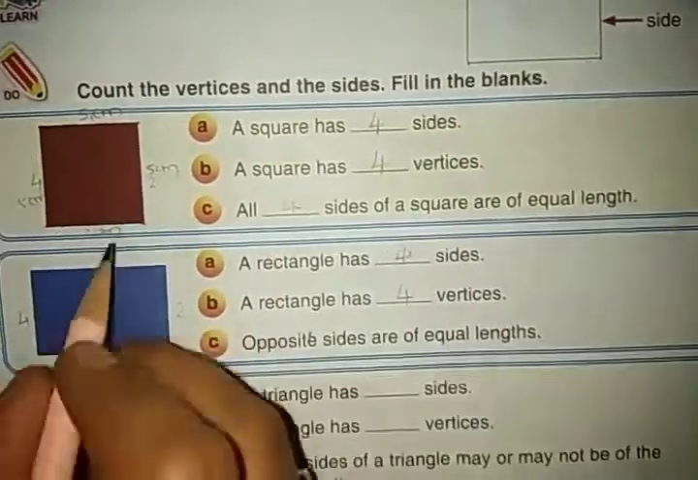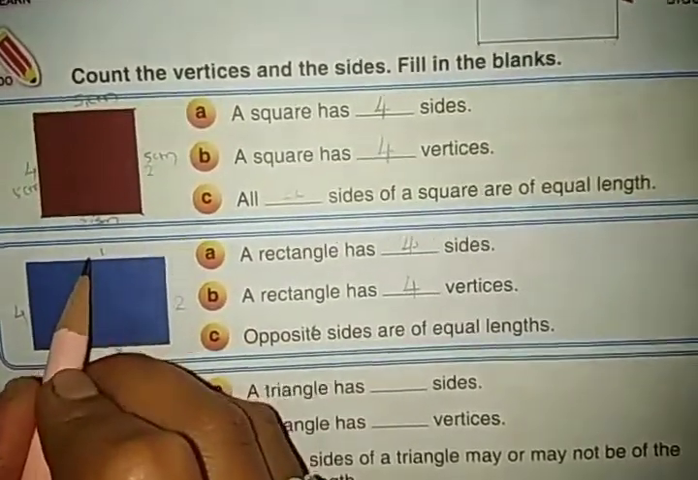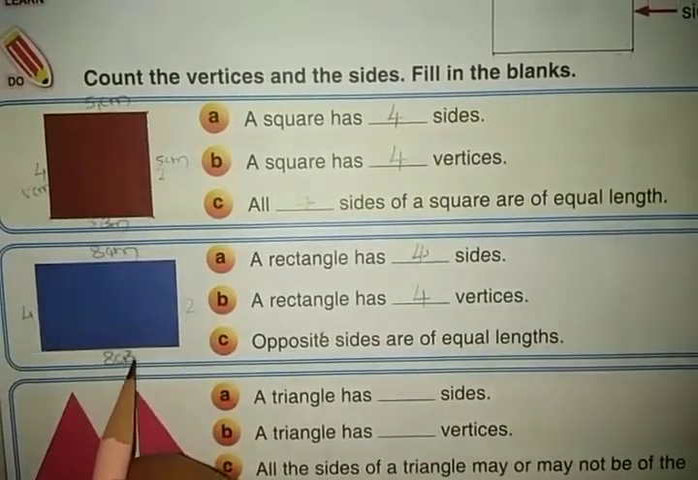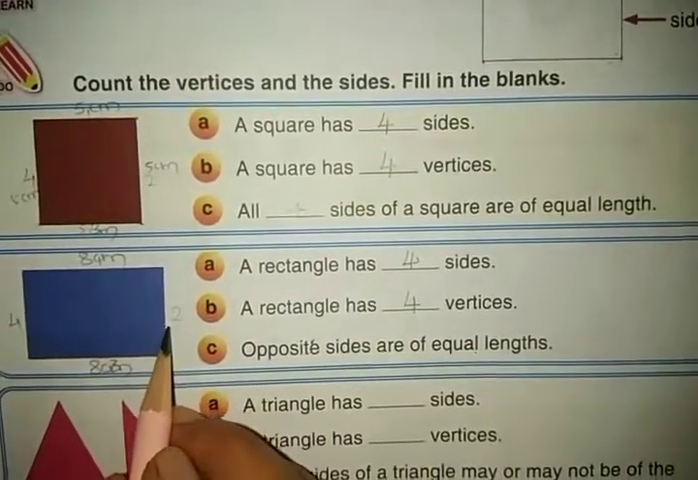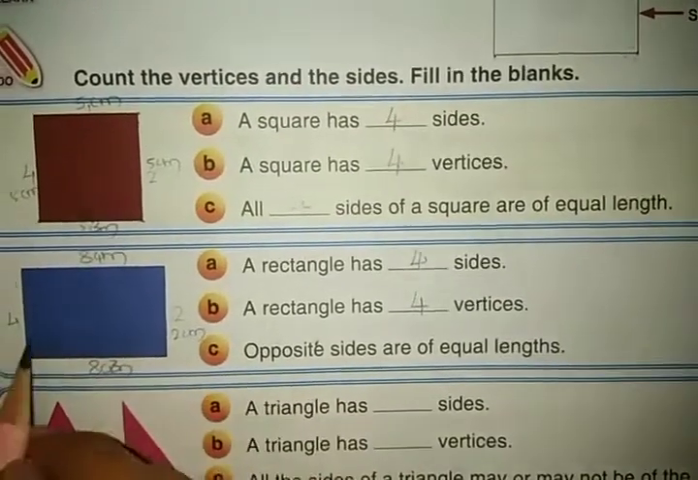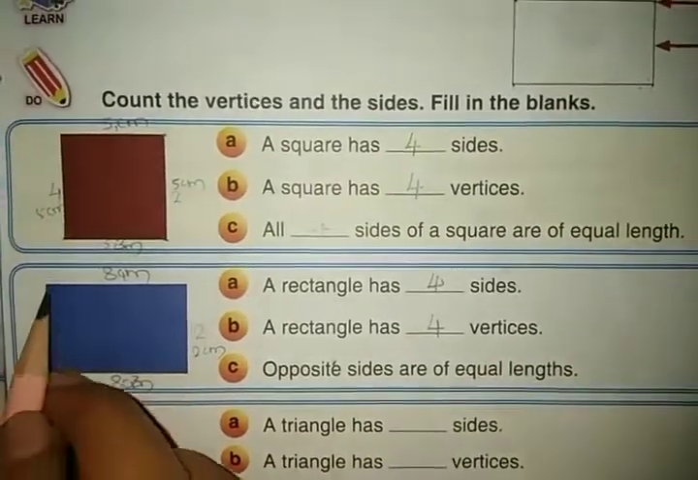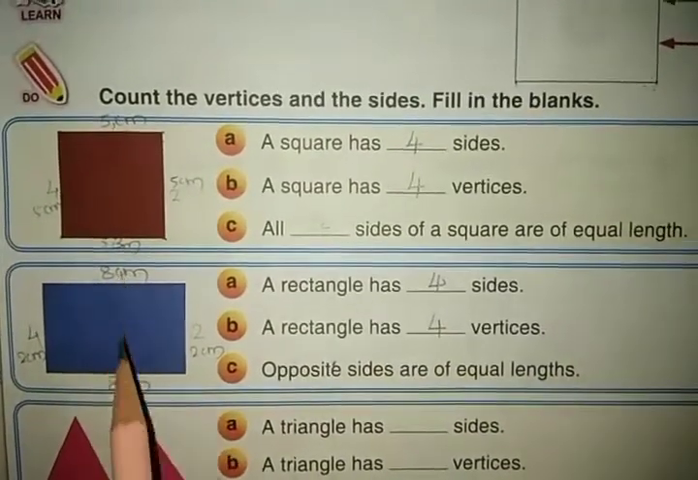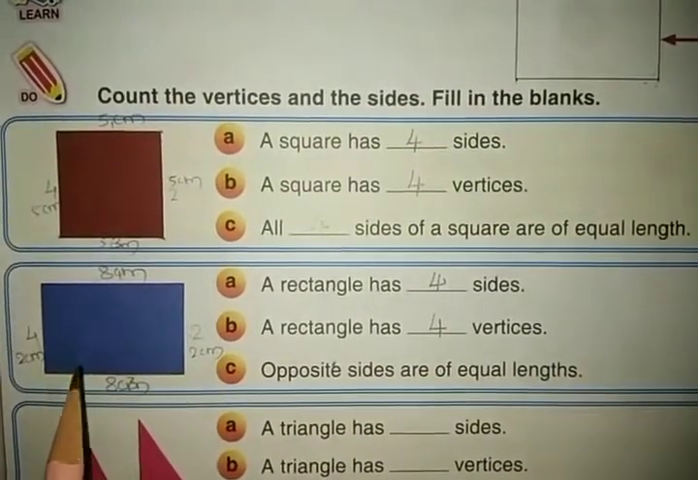Think that if this line is 8 centimeter, then this line also 8 centimeter, and if this line is 2 centimeter, the opposite side it also has 2 centimeter. Okay, the opposite sides of rectangle are equal.